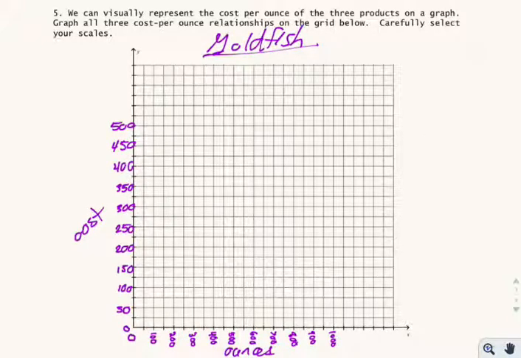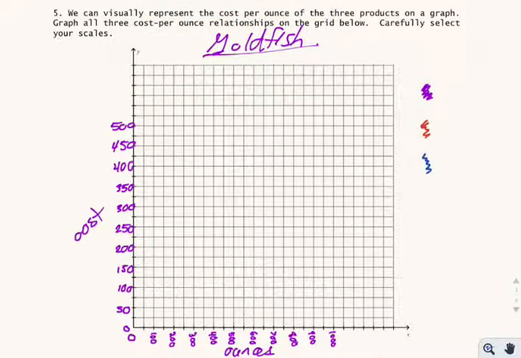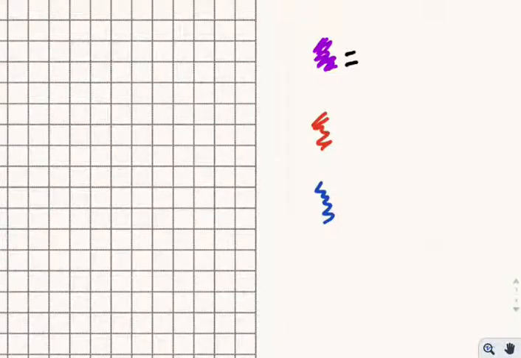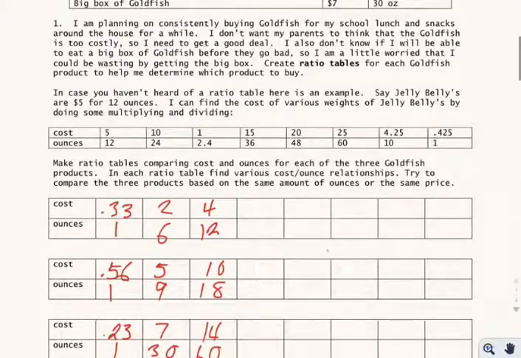Now there's 3 different sets of data that you can measure. We're going to measure the purple data, and then we're going to measure the red data, and then we're going to measure the blue data. And in my personal experience, it's good to have multiple colors to keep track of which data is which. So my purple data is going to represent the small bag cost, right? I think that's the bags of Goldfish that are $2 for 6 ounces.